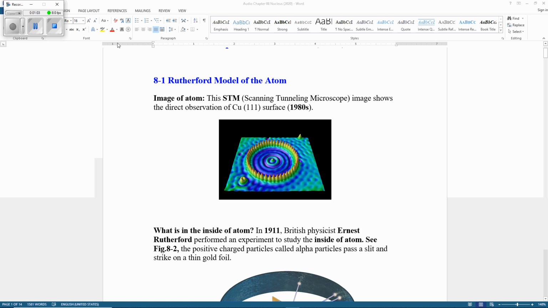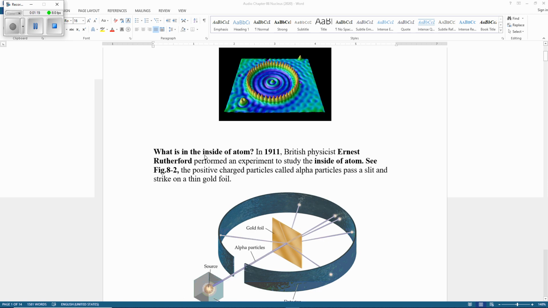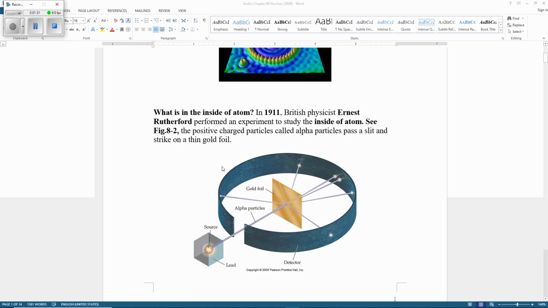But we studied that inside the atom, there are protons, neutrons, and electrons. Can we see them? No, we cannot see them, not until today. But about 100 years ago, Rutherford performed a very important experiment and told us what the inside of an atom looks like. That's 1911. Okay, here's the setup.